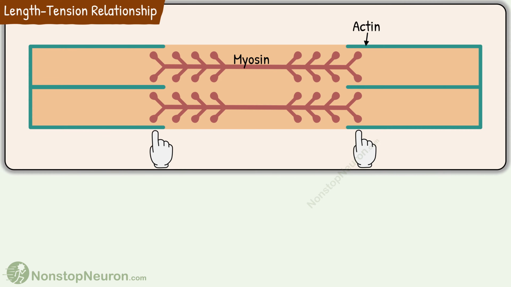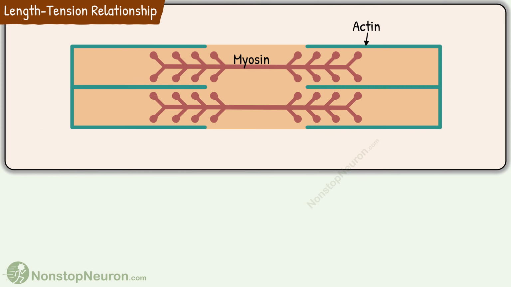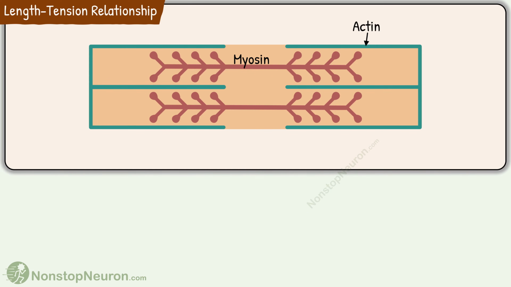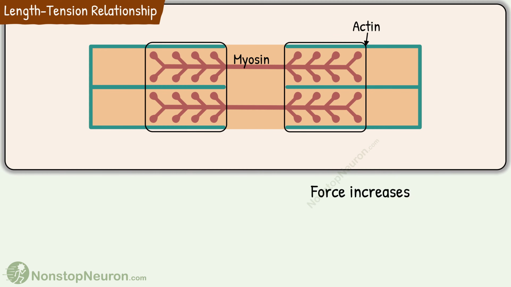Now, if we decrease the initial length, the actin gradually starts overlapping with myosin. See, at this point, these many myosin heads can interact with actin, so they can generate some force. With the further decrease in the initial length, the overlapping increases. So, the force also increases. In this way, with the shortening of the length, the overlapping keeps increasing and the force also increases. Eventually, all myosin heads are covered, so the force reaches maximum.